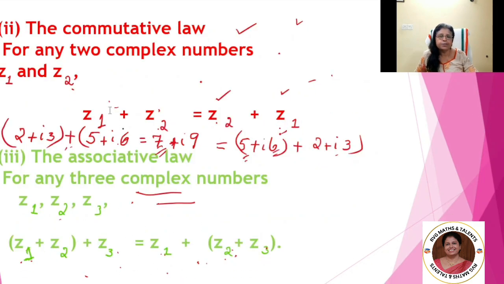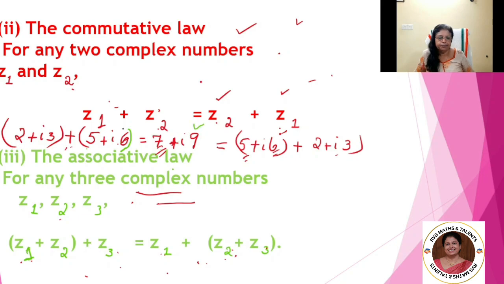Then next comes the next property, the commutative law. Already we have studied this commutative law. For any two complex numbers Z1 and Z2, we are adding Z1 plus Z2. Take this example: 2 plus i3 plus 5 plus i6. What is it? Sum of the real parts, 2 plus 5, that is 7, and 3 plus 6, 9.